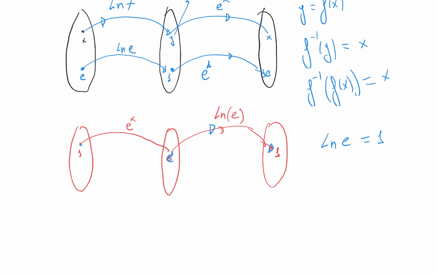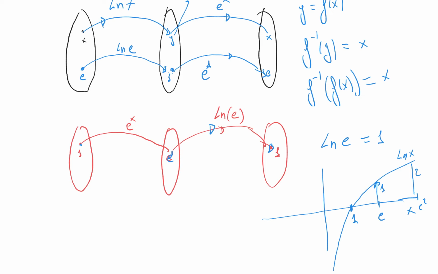So you need to know these two graphs by memory. This is the graph of the logarithm function, log of x. When the log of x is 0, x equals 1. When x is e, the log of e is 1. When x is e squared, the log of x is 2.